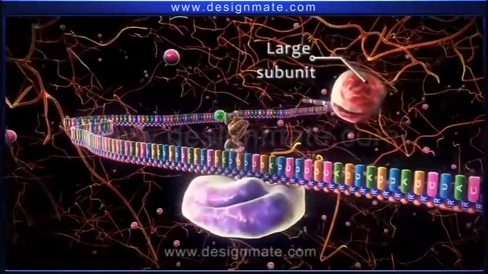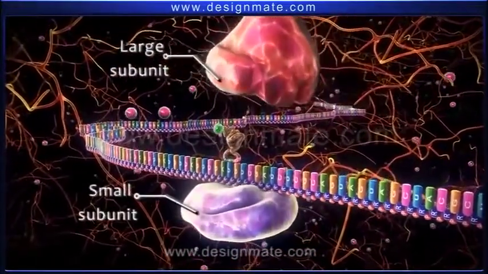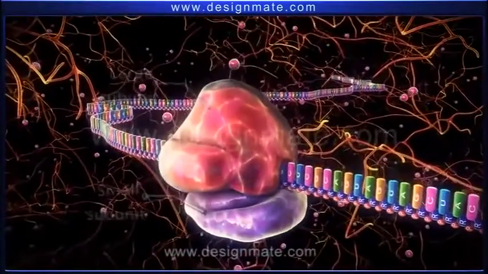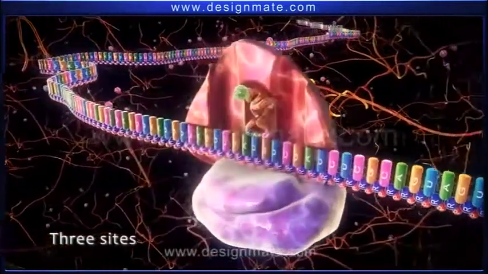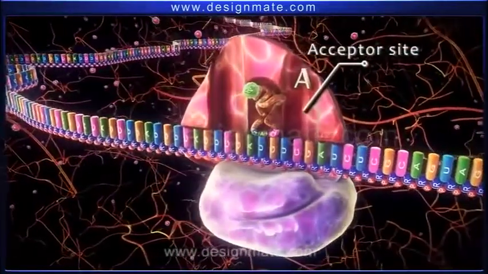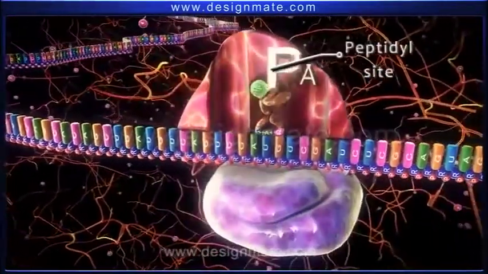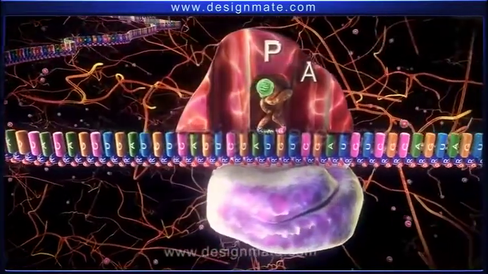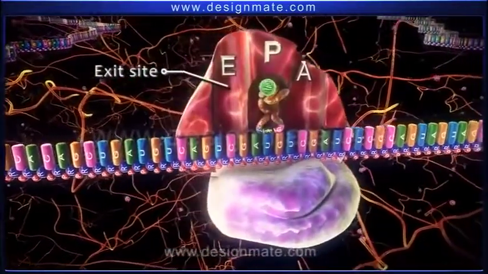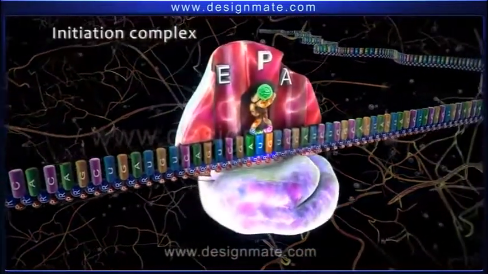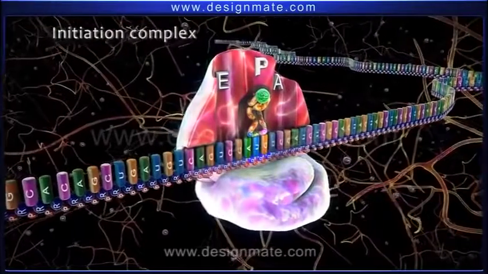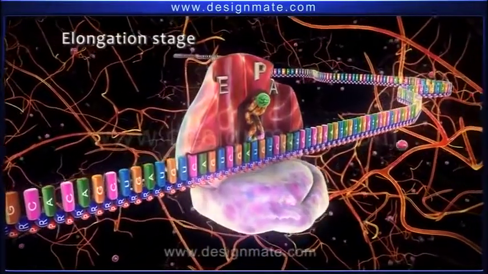At this point, met-tRNA possessing the anticodon UAC pairs up with the AUG codon of the mRNA. Then a large subunit of ribosome combines with a small ribosomal subunit. The large subunit shows 3 sites: the acceptor site or the A site, the peptidyl site or the P site, the exit site or the E site. This whole unit forms the initiation complex. This is followed by the elongation stage.